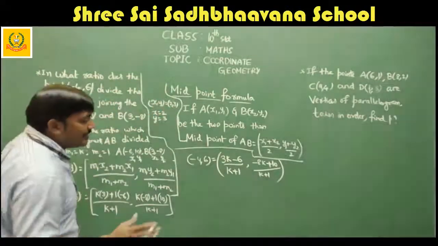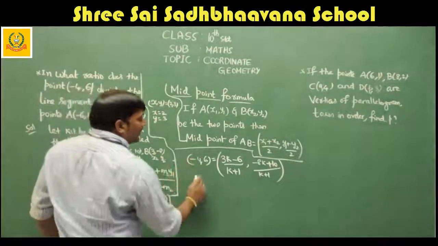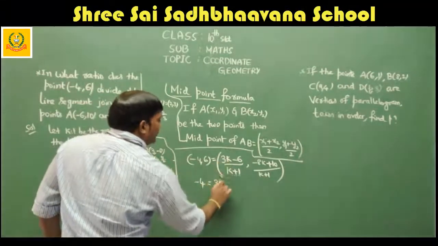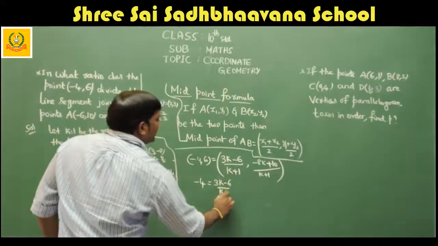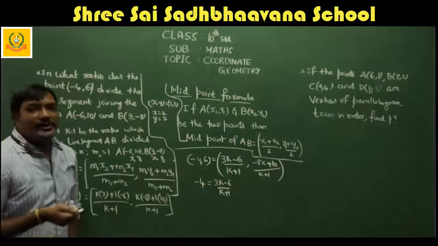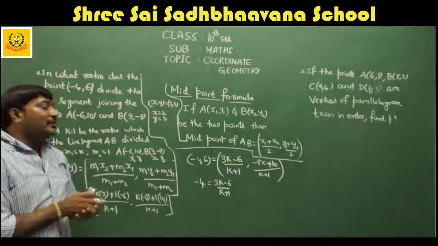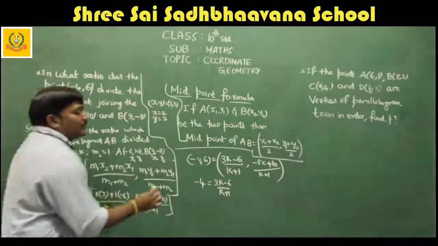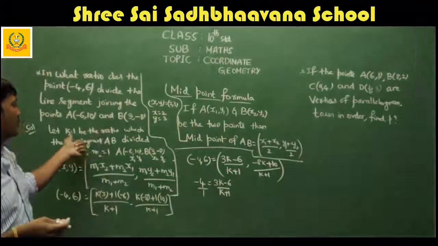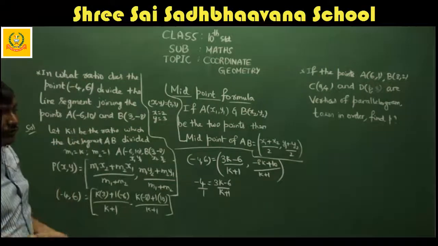So as I said, when you equate these two coordinates, x value is 2 and y value is 3. In the similar way, in the place of x coordinate we have minus 4. Again in the place of x we have 3k minus 6 divided by k plus 1. So we are equating that. Equate both. When you equate both, what happens? Cross multiplication you do. We have to find k value because our unknown ratio is k is to 1.